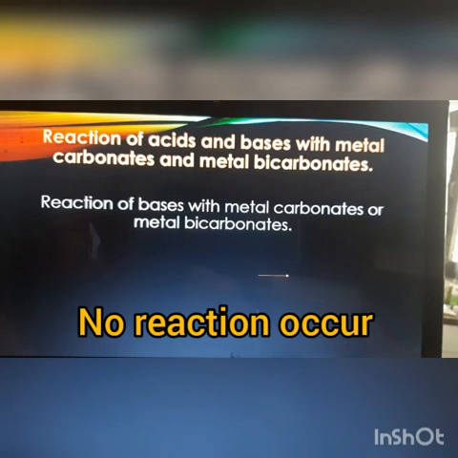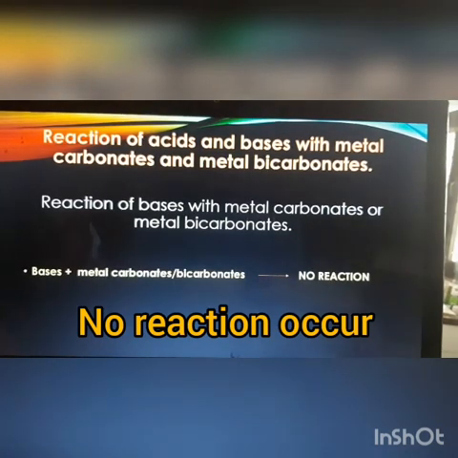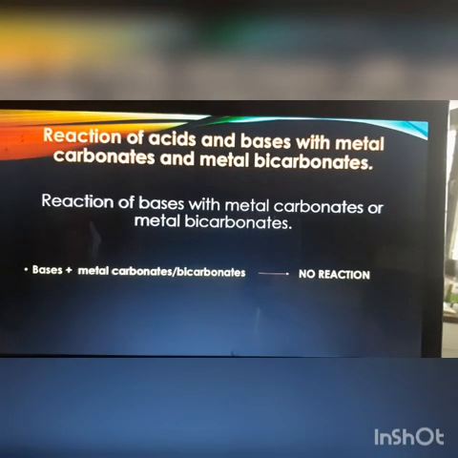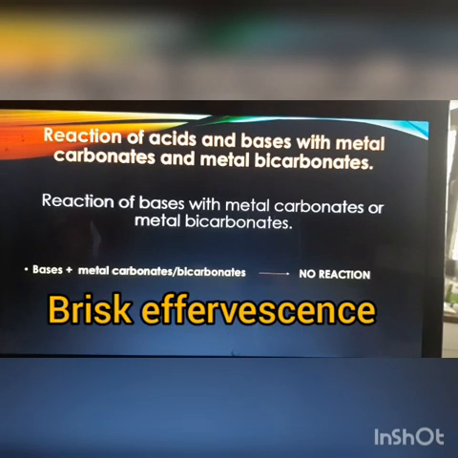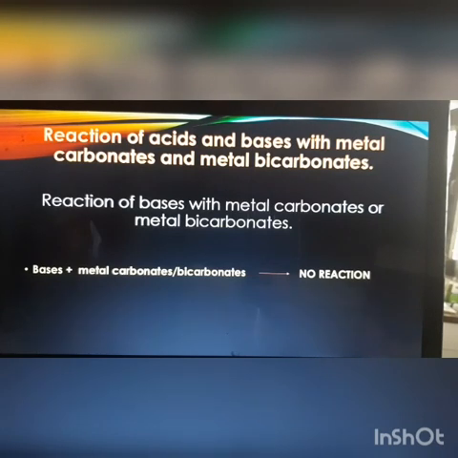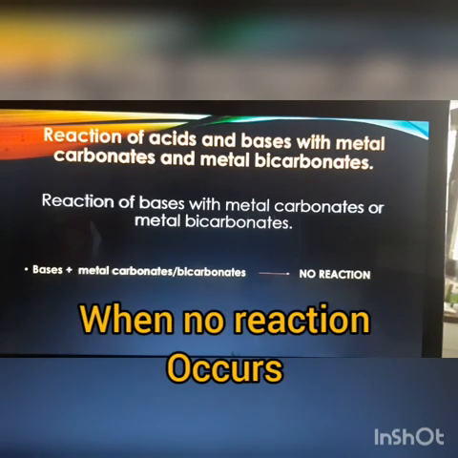So what we have found is that when bases react with metal carbonates or bicarbonates, no reaction occurs. That means bases do not react with metal carbonates or bicarbonates. So this is a chemical difference between acids and bases. If you want to check chemically whether a substance is acidic or basic, you can use this. You can put a pinch of metal carbonate or bicarbonate in the substance. If a brisk effervescence appears, that substance is acidic. If no reaction occurs, that substance is basic.